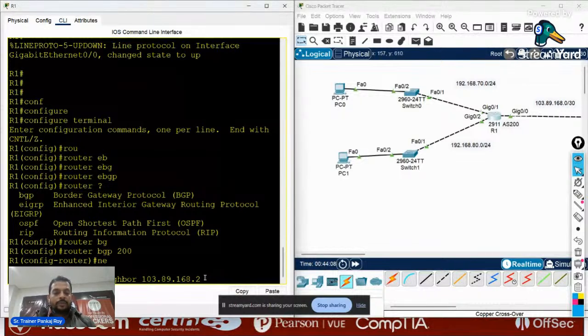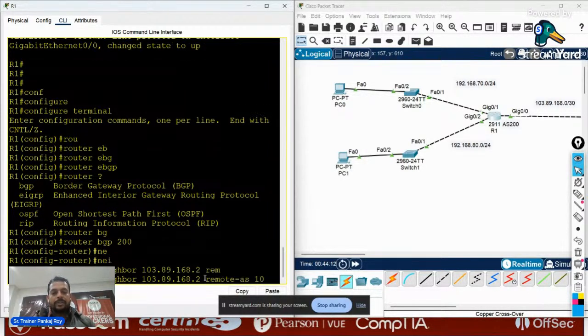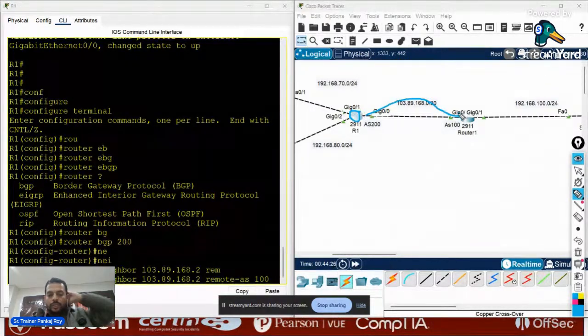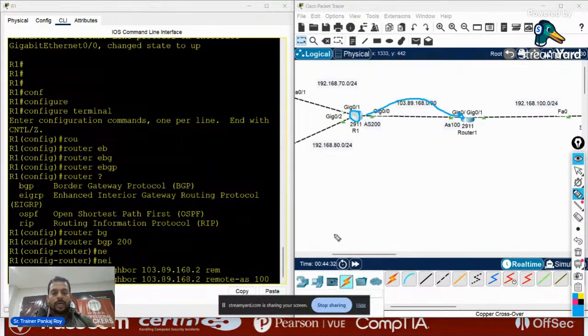After that, configure the remote AS number, which is 100. So this is the remote AS, the router on the other side. This is the local router and this router is the remote AS. Understood? So the remote AS is mandatory to be assigned for traffic to travel.